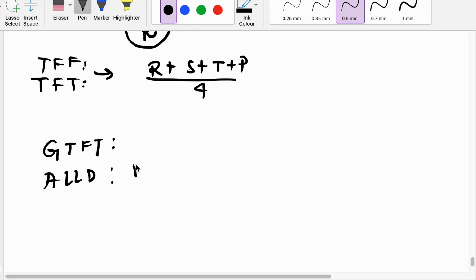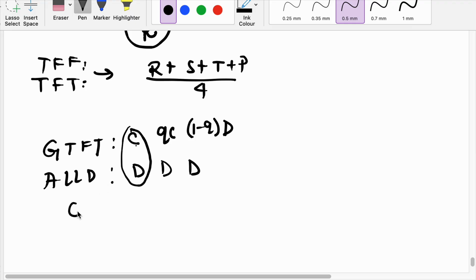All D is defect. So GTFT will start with cooperation. Now, as soon as it sees defection, with q probability it will cooperate, and with 1 minus q probability it will defect. So in the first round, GTFT will get a sucker's payoff, since the other defects. In the consecutive rounds, with q probability it will get a sucker's payoff, because with q probability it will cooperate, and the other times, with 1 minus q probability, it will get a payoff P.